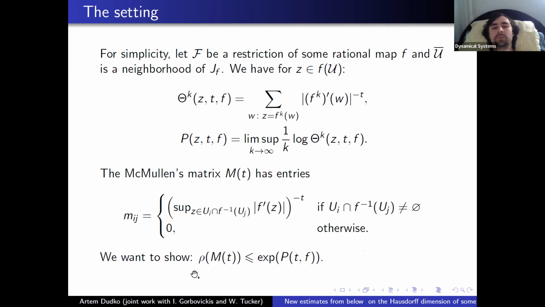So what do we want to show? We want to show that the spectral radius of M of t is always less or equal than the exponent of the Poincare exponent of the pressure function P. And this would imply that delta Vf, which is the infimum of values for which the spectral radius equals 1, is less or equal than tf, which is the first zero of the tree pressure.